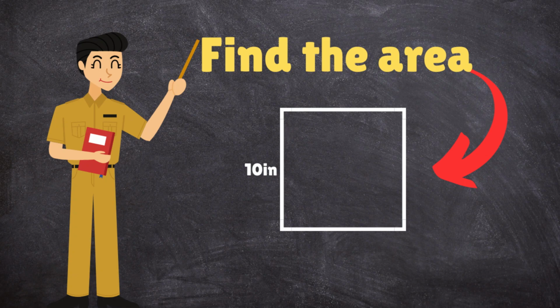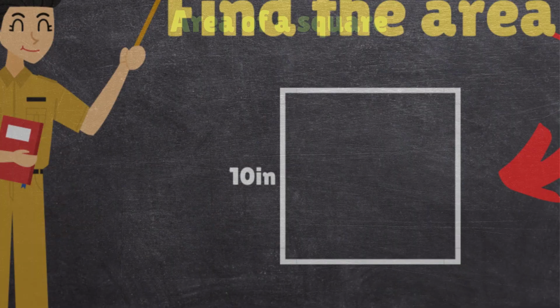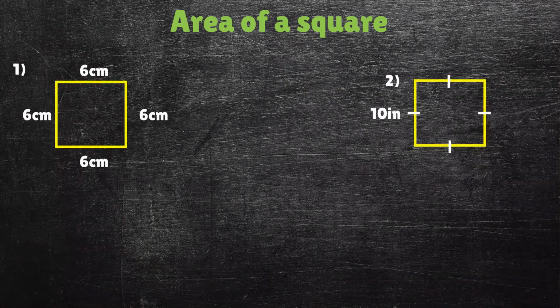Today we're going to learn how to find the area of a square. By the end of this video you'll be able to solve them easily. Let's get started. Now for squares we can find the area by squaring a side length. So we can use the formula area equals side length squared.